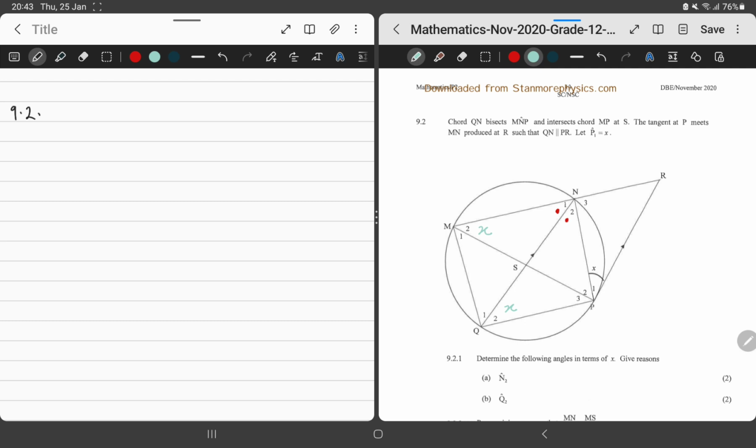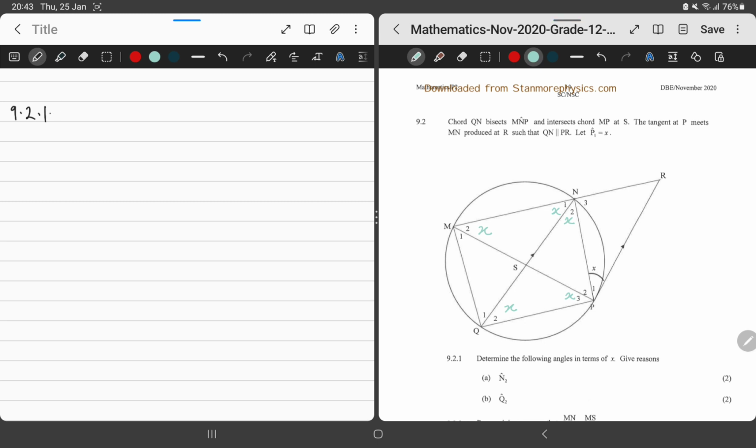Since I am given that this line is parallel to that line, it means that P1 should be equal to N2. So this angle should be equal to that. So this is equal to X, and that is equal to X as well. This means that P3 is equal to X because of angles on the same segment.